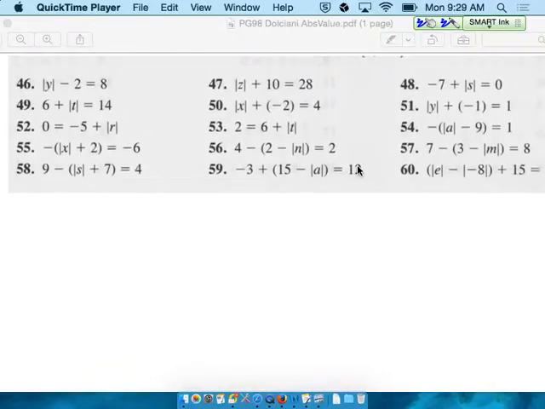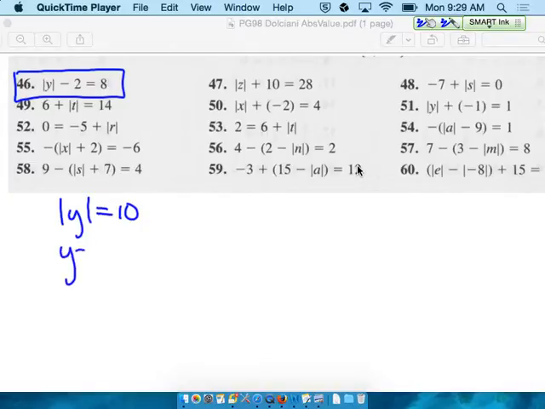Do something simple like number 46, basic example. To isolate the absolute value of y, I would just simply add 2 to both sides, and then I would have the absolute value of y equaling positive 10. And then I could just think of that as y equaling positive 10, or y could also equal negative 10. So a number line representation, going back to simple grade school.